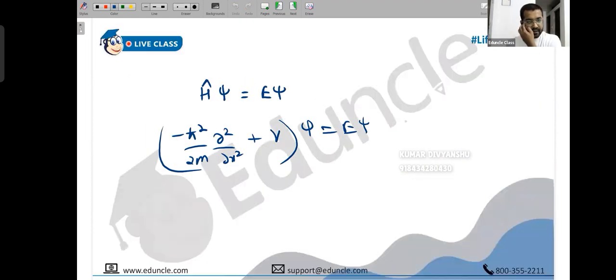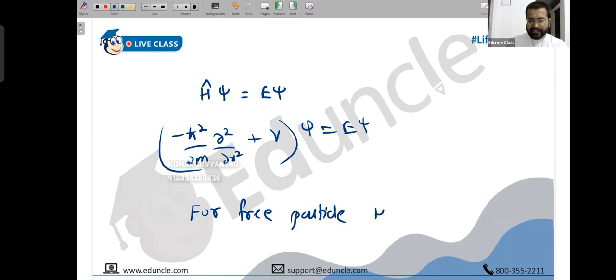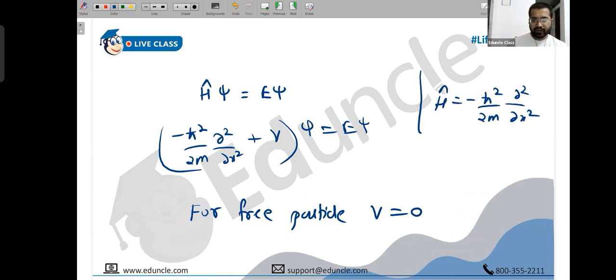V cap is V itself. You can write down for a free particle: potential energy, no interaction. Free means no interaction, no potential energy. So for a free particle, the value of V is zero. In that case, H cap will be just equal to minus h square upon 2m into del square upon del x square.